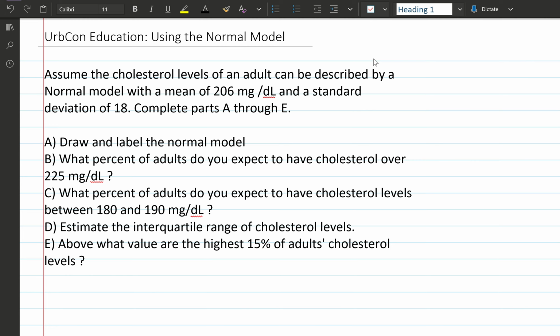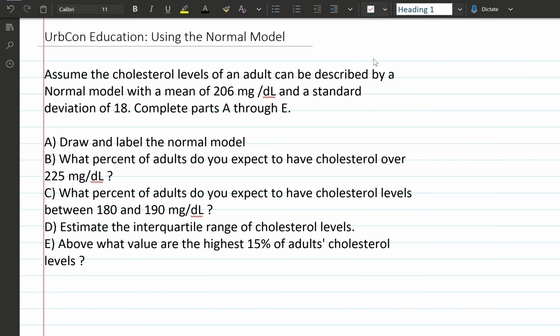Let's assume the cholesterol levels of an adult can be described by a normal model with a mean of 206 milligrams per deciliter and a standard deviation of 18. So we're asked to complete parts A through E.